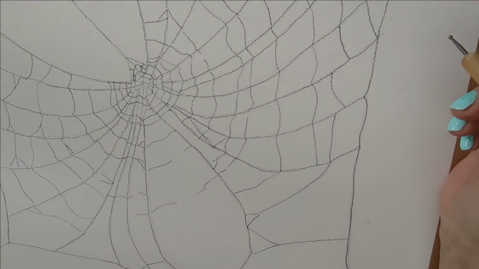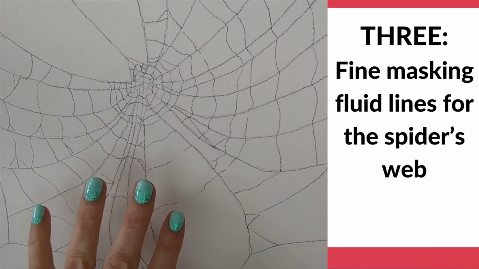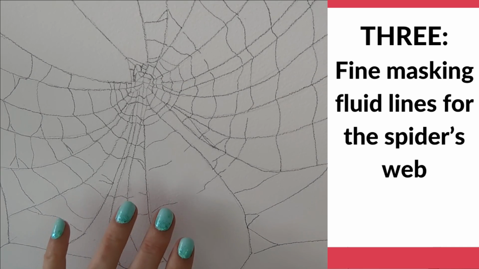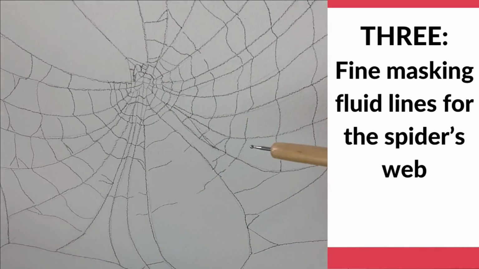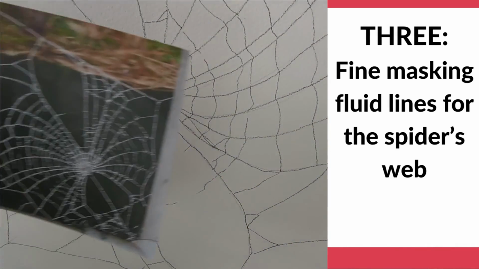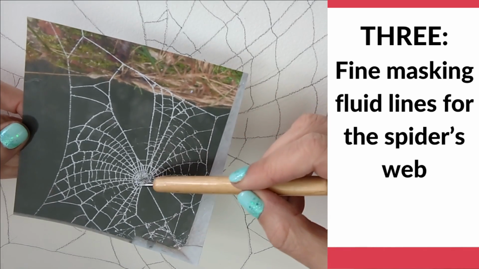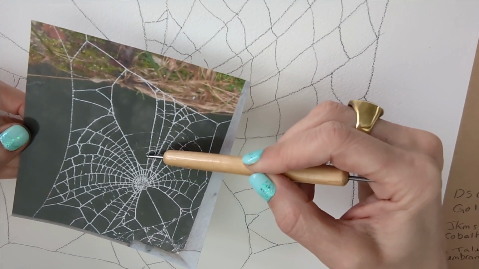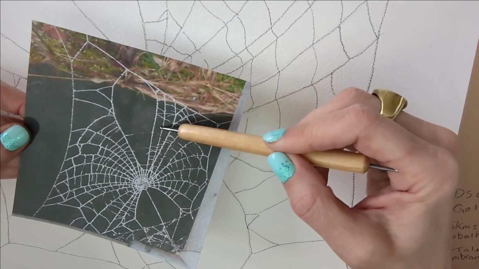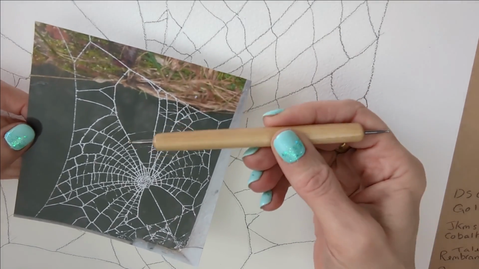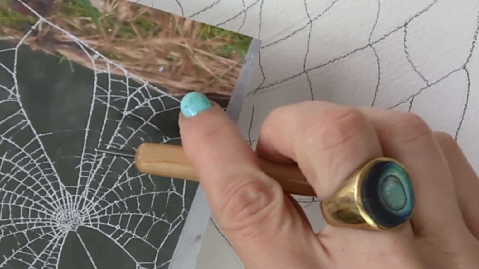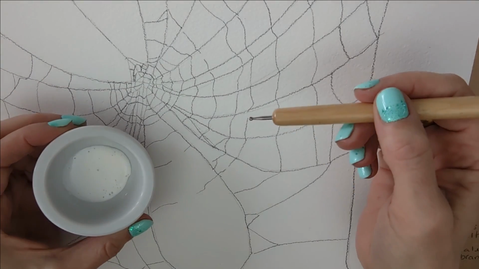Now, the next technique I'm going to use is some masking fluid. I'm actually going to use masking fluid 2 different ways in this painting, but this particular one, I'm going to place on the spider's web. Now, if we look at the original photograph, it's got a lot of dew on or frost, and it's rather sort of bumpy and broken, which I'm going to try and replicate. I've got this embossing tool, which I'm going to use. It has a thick end and a thin end. And I've got some white masking fluid.